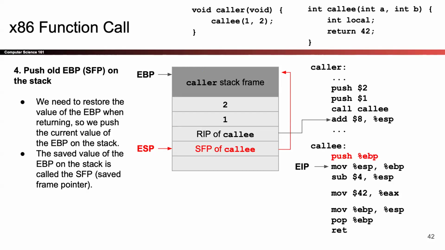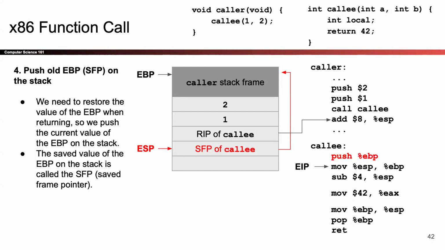what does move ESP, EBP do? Which register gets updated? Do you remember which register gets updated? Is this updating ESP or is it updating EBP? How many say it's updating ESP? How many say it's updating EBP? Yeah, absolutely. So in the syntax we're using here, the destination goes last. So this is updating EBP.